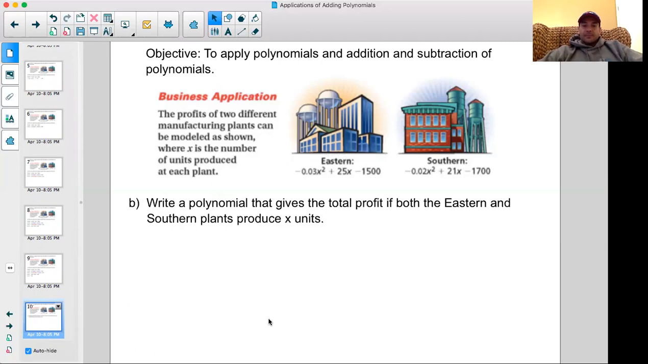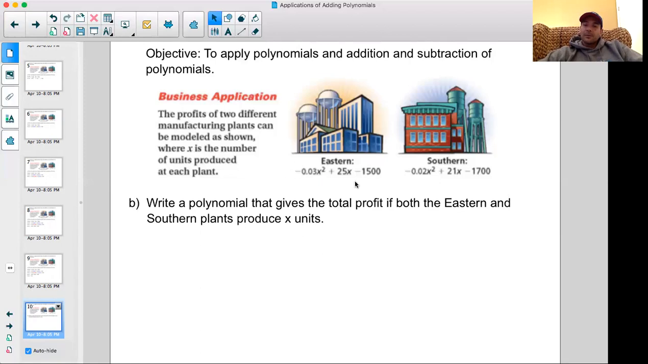In the second example, we're asked to still work with the same scenario, but now we're asked to write a polynomial that gives the total profit if both the eastern and southern plants produce X units. Well, that's a very different problem because they didn't give us a number of units. They still said X units. But they're giving us a way out when they say write a polynomial. They're not putting pressure on us to figure out a number, which is good because they haven't told us what we need to find a number to evaluate. They're saying just leave your answer as a polynomial.